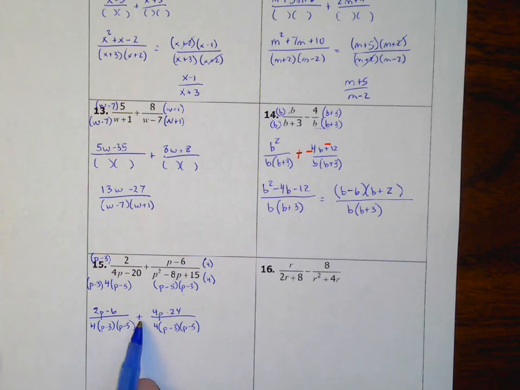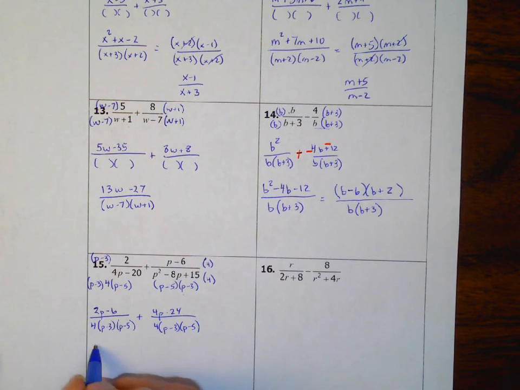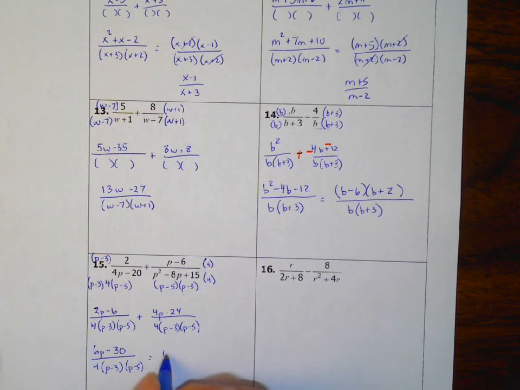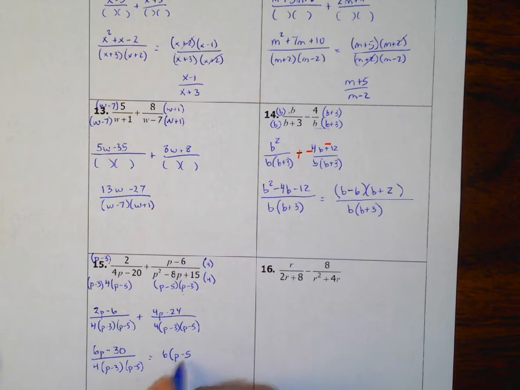Okay, add them together. 6p minus 30, factor out a 6, cross those out. Okay, 6 divided by 4 is 3 over 2, and I have the p minus 3 there.